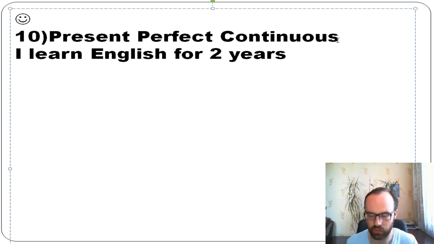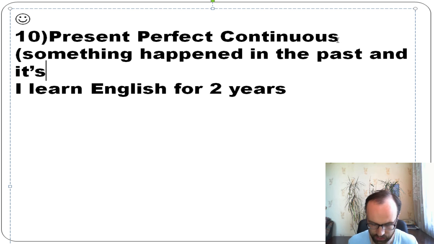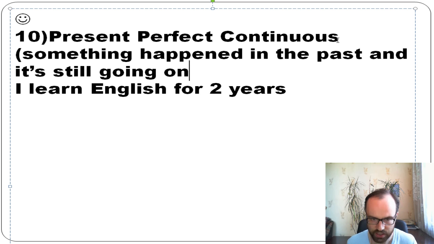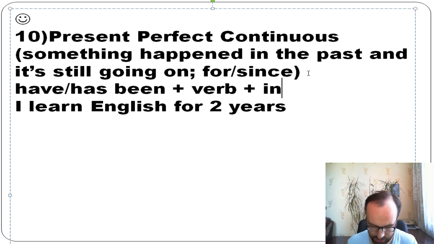So we need to use present perfect continuous, because you know that we use this tense for situations. So something happened in the past, and it's still going on. It's still happening. And please keep in mind this time expression for and also since. Yeah. So the formation is quite simple: have or has been plus verb plus ing.